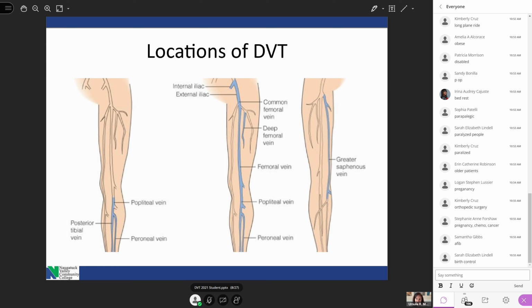Okay, so here are the locations of the DVTs. You do not have to know this, but it's just kind of good to see. So here we have the popliteal vein on the left. You can look at this where they start out. They're deeper versus the superficial ones. Here is the superficial one, the greater saphenous vein. This is superficial versus the other ones, which are deeper. Right up through here, they're deeper. Down here, they're deeper. So these are the deeper ones, not the superficial ones.